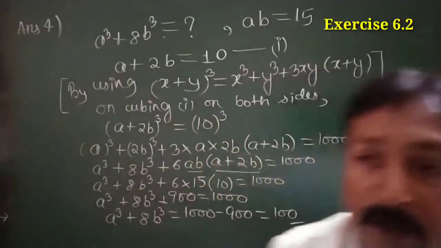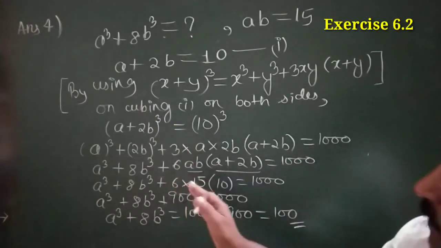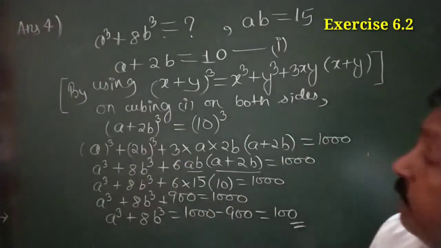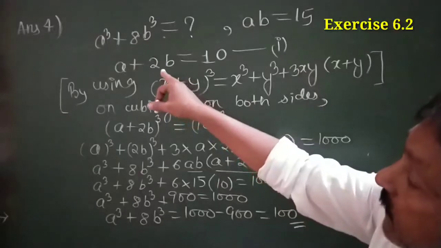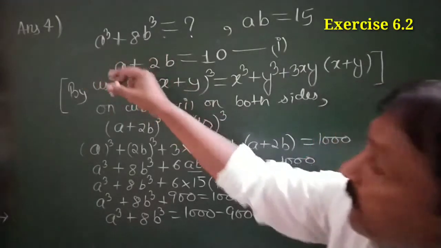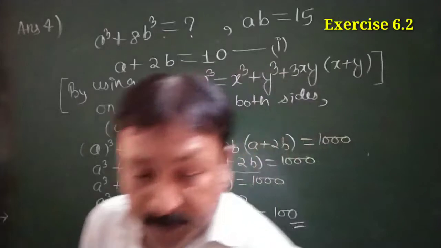Understood how to solve these kind of questions? In these kind of questions we have to use the identity. We have to identify which identity we must apply for getting the needed answer. Okay, so note it.